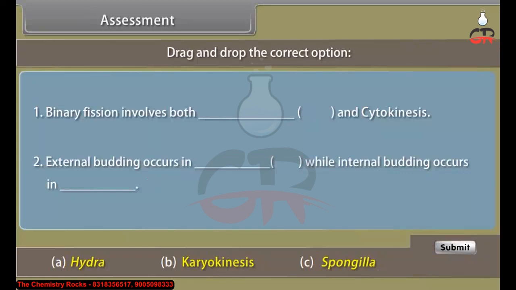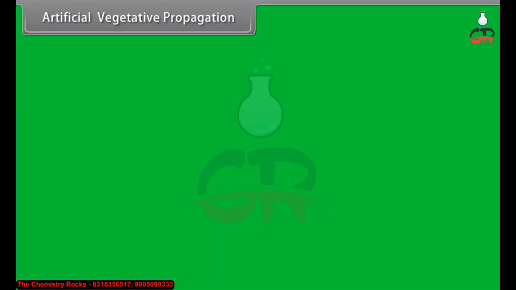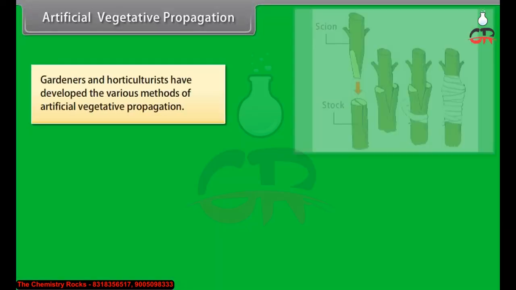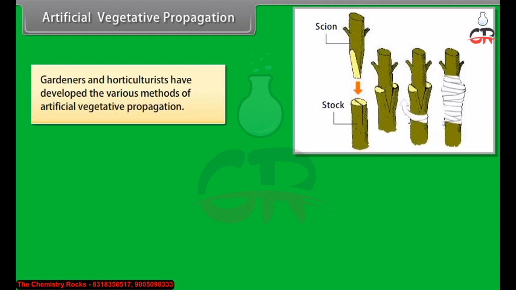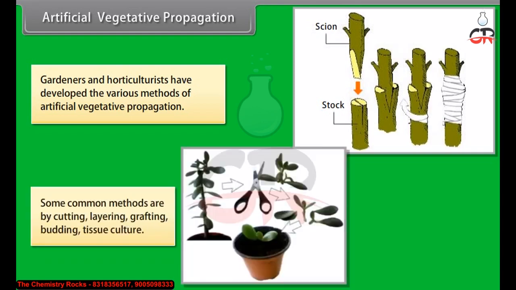Drag and drop the correct option. Artificial vegetative propagation. Gardeners and horticulturists have developed various methods of artificial vegetative propagation. Some common methods are by cutting, layering, grafting, budding, tissue culture.